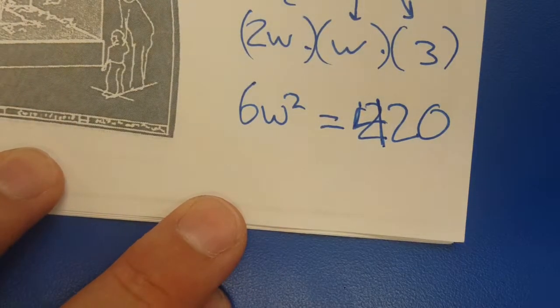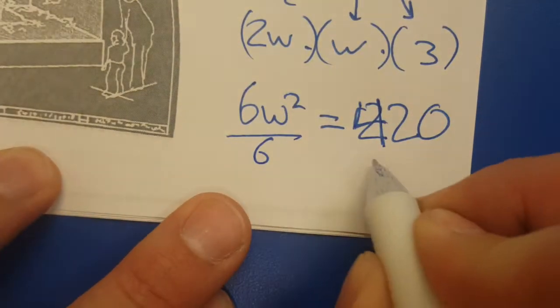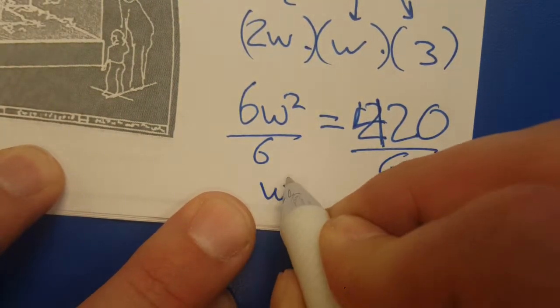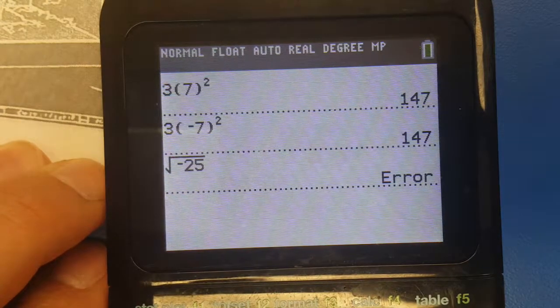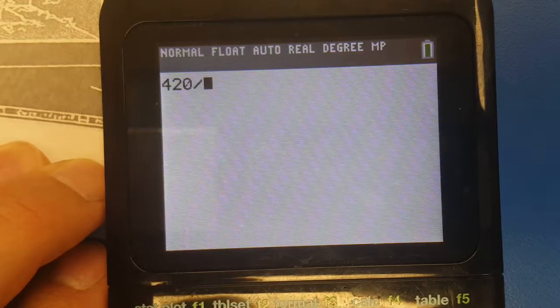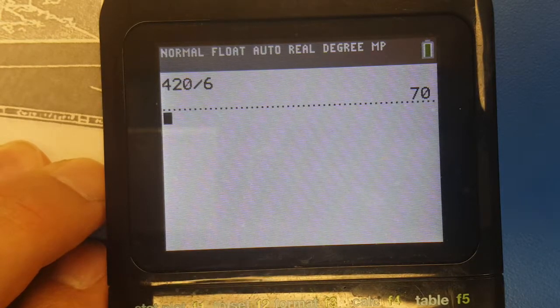420. Okay, let's solve for W. Divide by 6, divide by 6. W squared is going to equal 420 divided by 6, which I think is 70 at the top of my head. Okay, 420 divided by 6 is indeed 70.